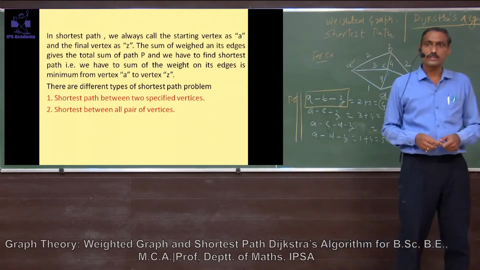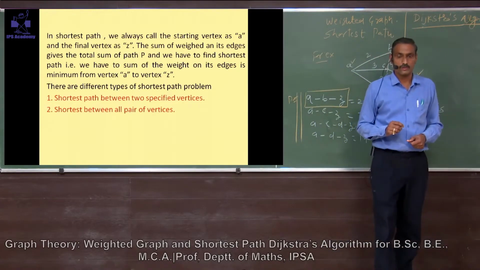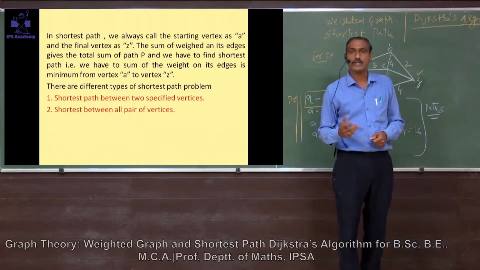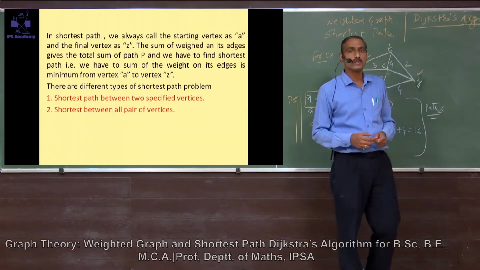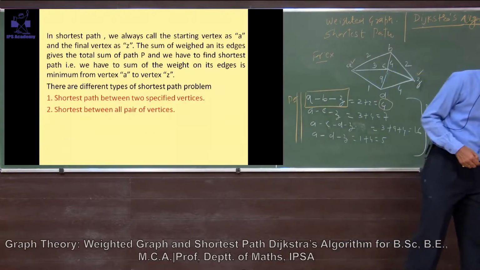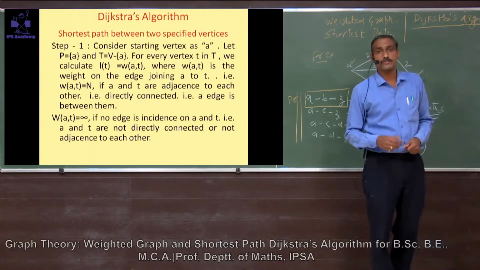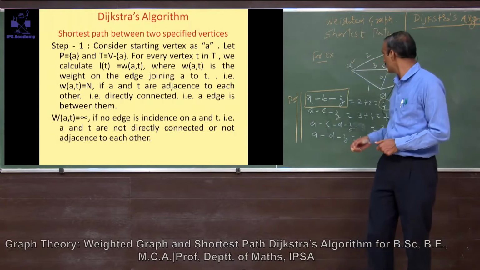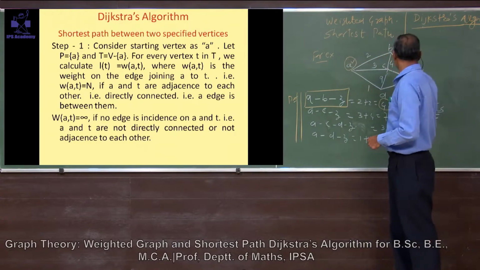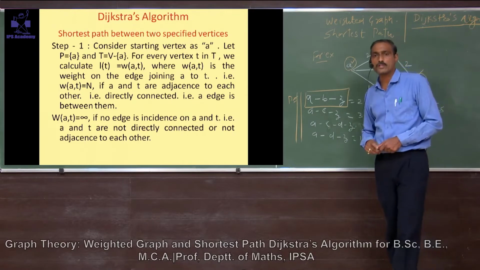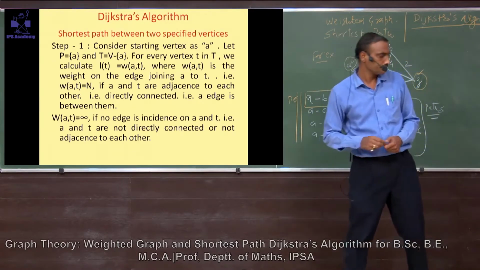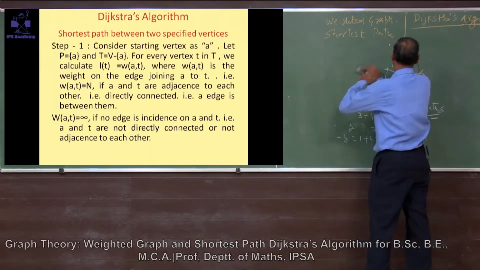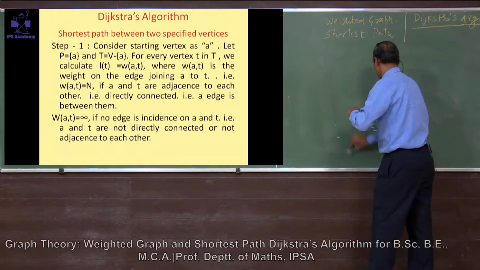Now, what is the Dijkstra algorithm? This is a very important question. In examinations, they mainly ask to explain the Dijkstra algorithm to find the shortest path, or an example based on shortest path using the Dijkstra algorithm. What are the steps involved in the Dijkstra algorithm for the shortest path between two specified vertices? Here we take vertex A and vertex Z, and we have to find the shortest path from A to Z. The following are the steps in the Dijkstra algorithm.